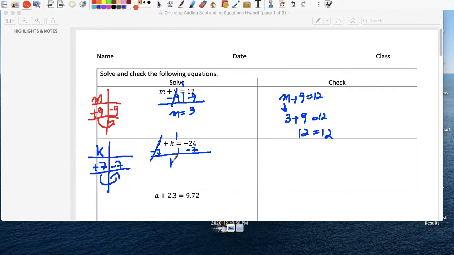I'm left with k. Negative 24 minus 7 is negative 31. Please use your calculators. Let's check. So 7 plus k equals negative 24. 7 plus negative 31, that's the value of k, equals negative 24. So 7 plus negative 31, who's going to win? The negatives. Why? Because they have more. How many more? 24. We are good.